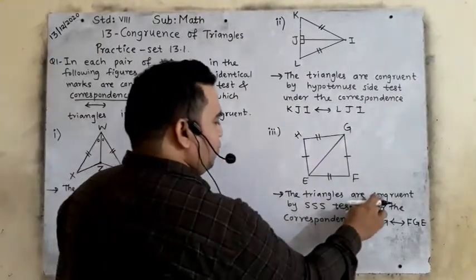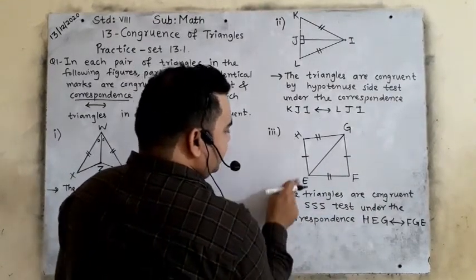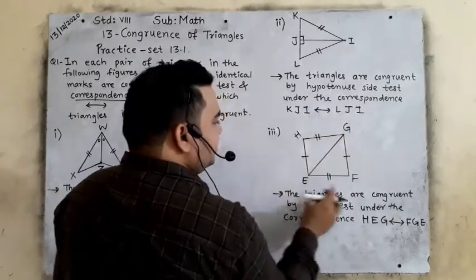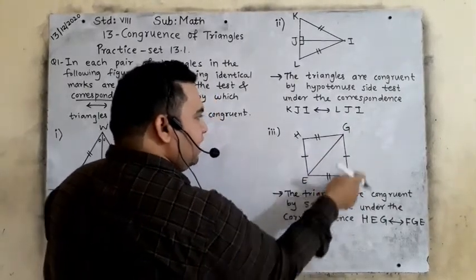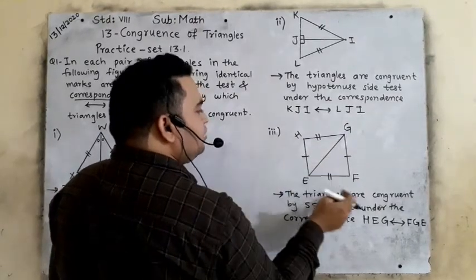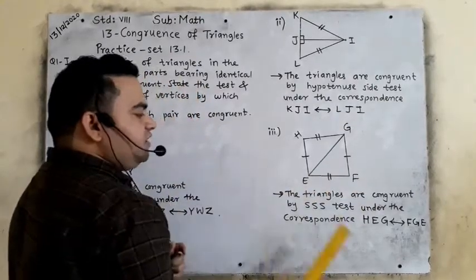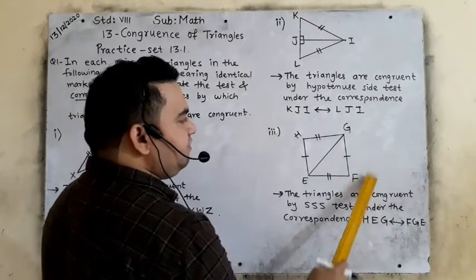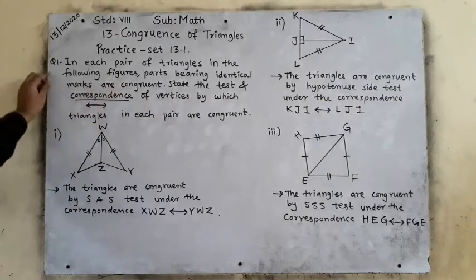The triangles are congruent by side test under the correspondence HEG, because first you will take one and then you will take the second. So here FGE. See, HE has one line, FG has one line, so therefore HEG, you will write here FGE, because FG also has one line. So you will write correspondence HEG correspondence to FGE. Is it clear? So this is how we will write practice set 13.1 question number 1.